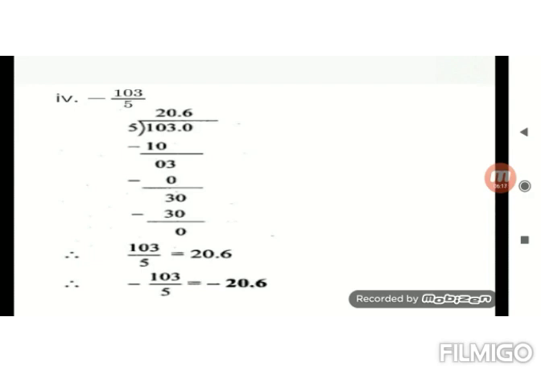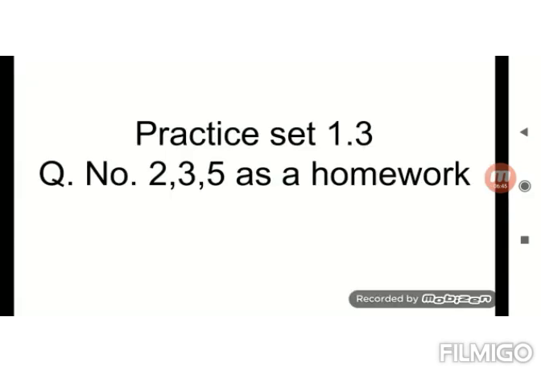Example number 4, that is minus 103 upon 5. When we divide 103 by 5, we get the answer 20.6 and the remainder is 0. So here the division comes to an end. Therefore, this type of representation is known as terminating decimal representation of a rational number. Questions number 2, 3 and 5 are homework.